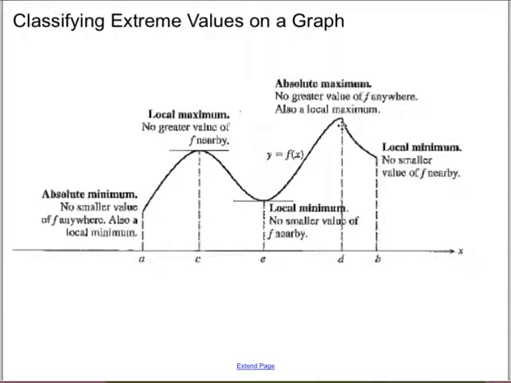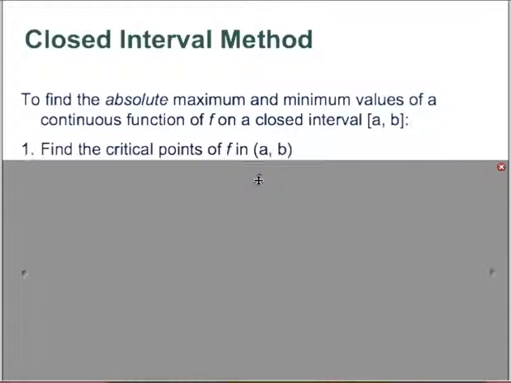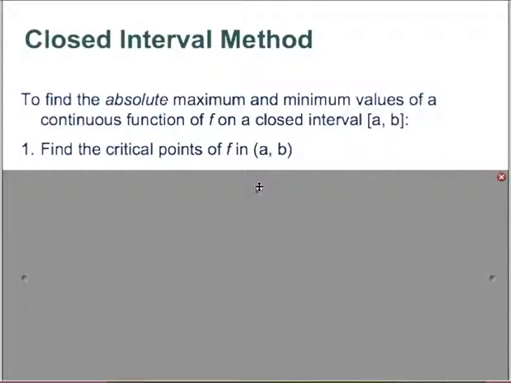We're going to go through the steps that we went through back in Chapter 3 on how you determine an absolute maximum or an absolute minimum. We call that the closed interval method. It says to find the absolute max or min values of a continuous function on a closed interval, the first thing you do is find the critical points of f in the interval a to b. Notice that you can't have a derivative at an endpoint, so that's why I changed this to parentheses. So in step 1, we have to find f prime, the derivative, and then set it equal to 0.